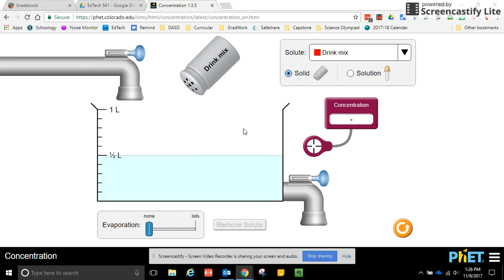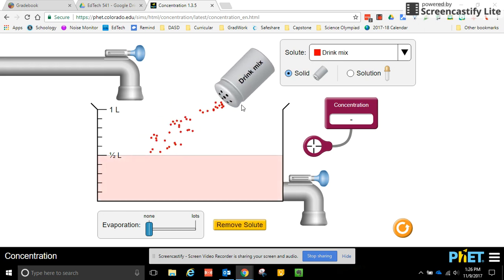I also like that it's an HTML5 simulation, so students don't need to have Java downloaded. I think it has a pretty good educational value when you're talking about solutions, because the point of solutions is knowing how to calculate its concentration and how you apply how much solute is being added versus how much solution that you have.